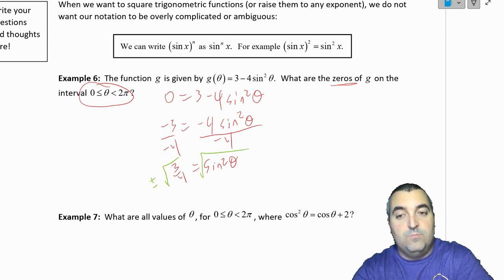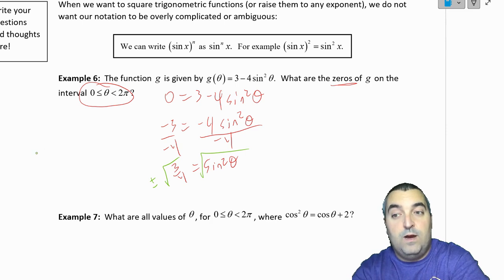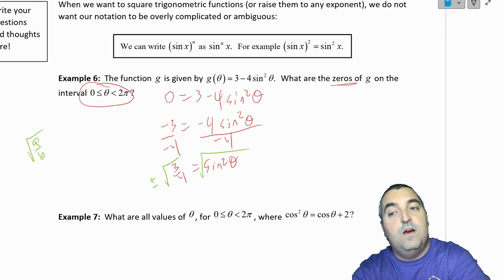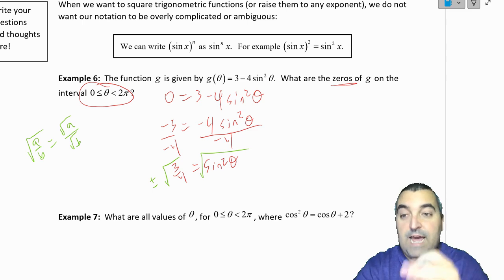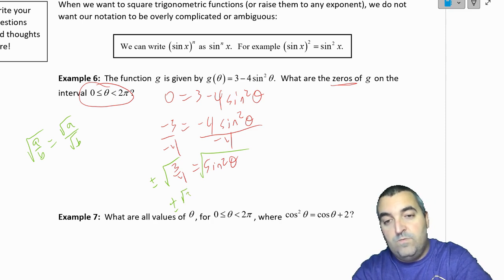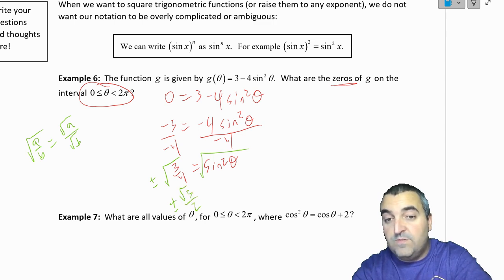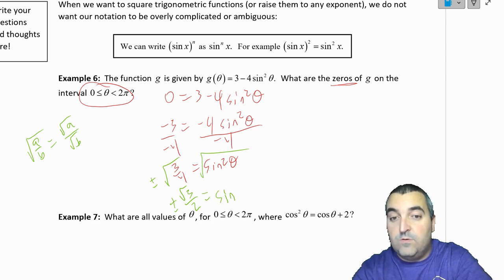Now, again, you should put your plus or minus in the front. And then as far as simplifying radicals with fractions in them, this is the property we're going to use here: if you have a fraction inside your radical, you can separate it. So I can simplify this to plus or minus the square root of 3 over the square root of 4, which we can simplify to 2. And that equals the sine of theta.